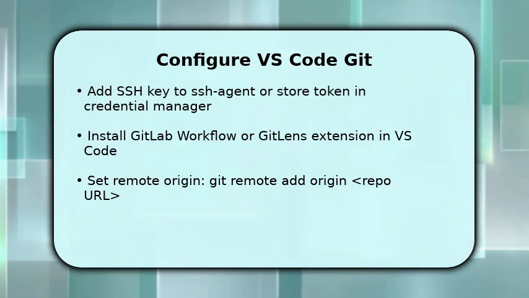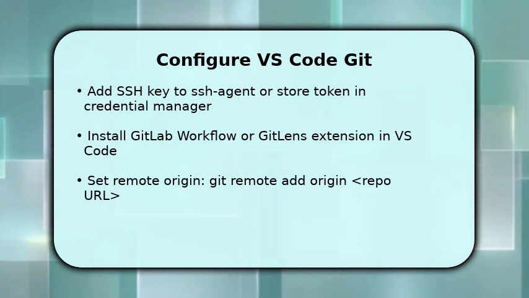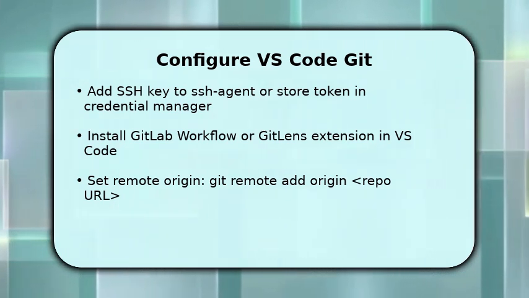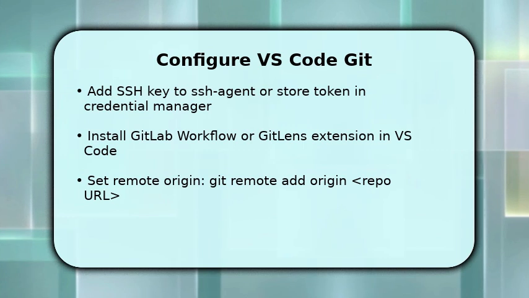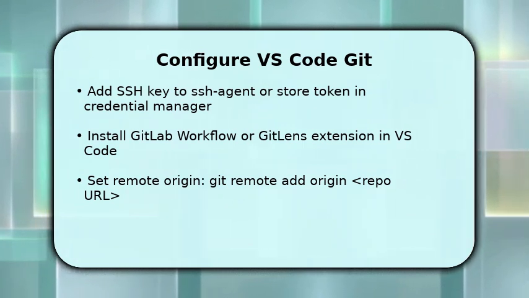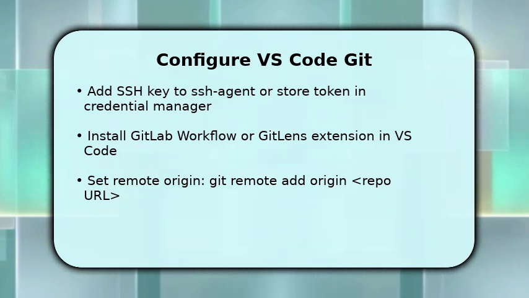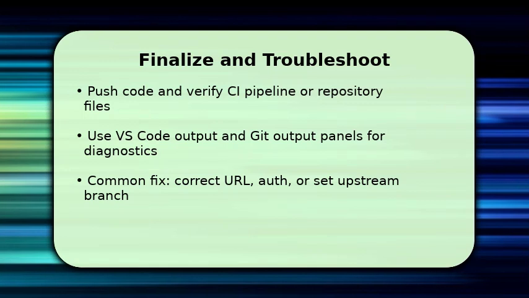In the terminal, add the remote origin with the repo URL, verify with git remote -v. Then commit and push: git add, git commit -m, git push -u origin main. Make sure branch names match. Finish by pushing your changes and confirming they appear in GitLab and that any CI pipeline triggers.